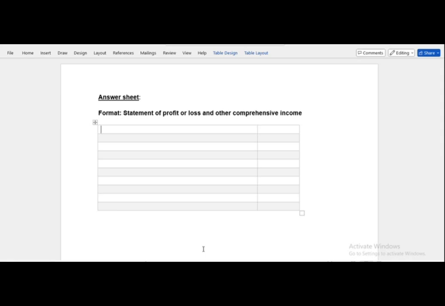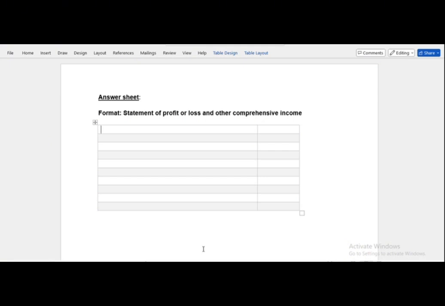Today, I'll be helping you with the statement of profit or loss and other comprehensive income format. I'm going to explain it perfectly. This is the statement of profit or loss and other comprehensive income format for companies, right? So let's go to it without any waste of time.